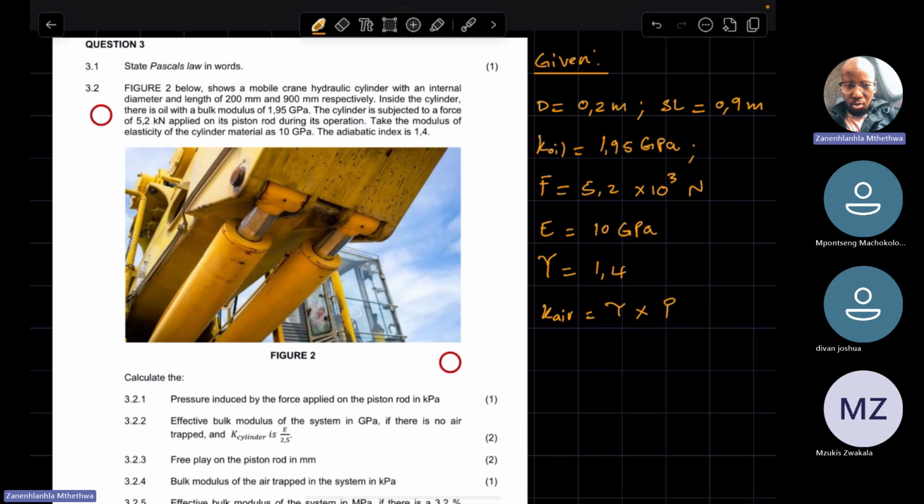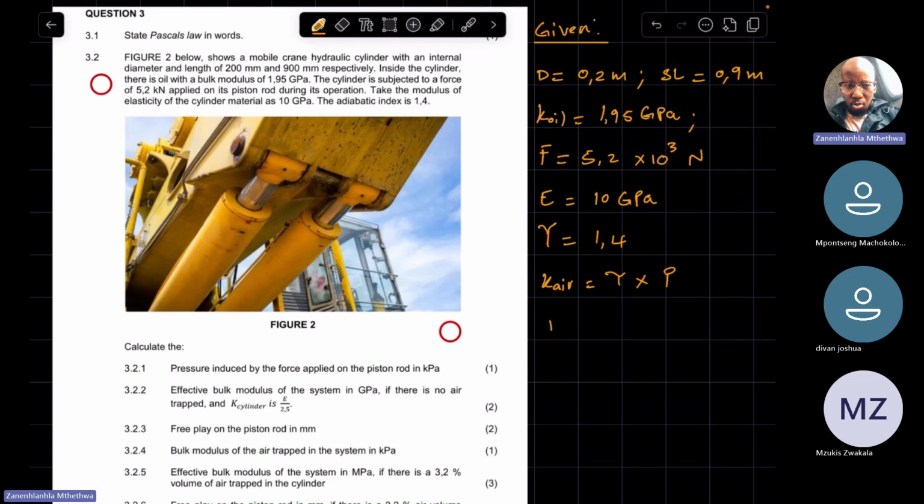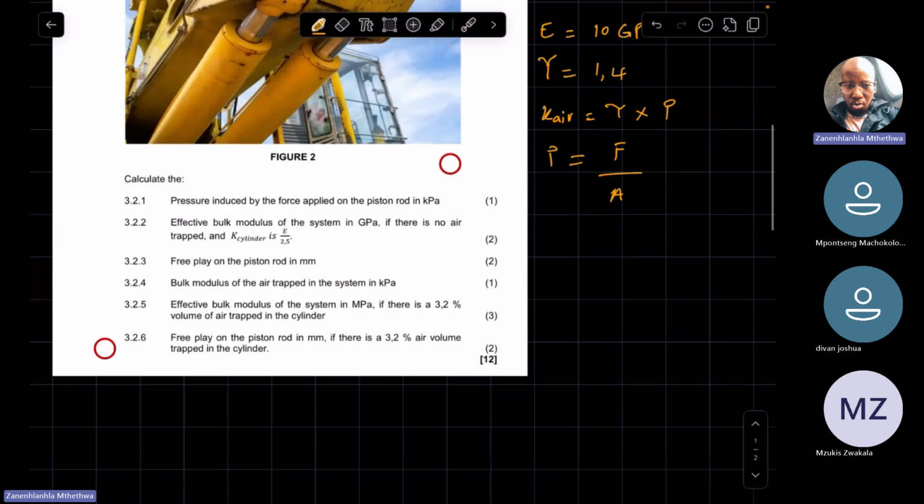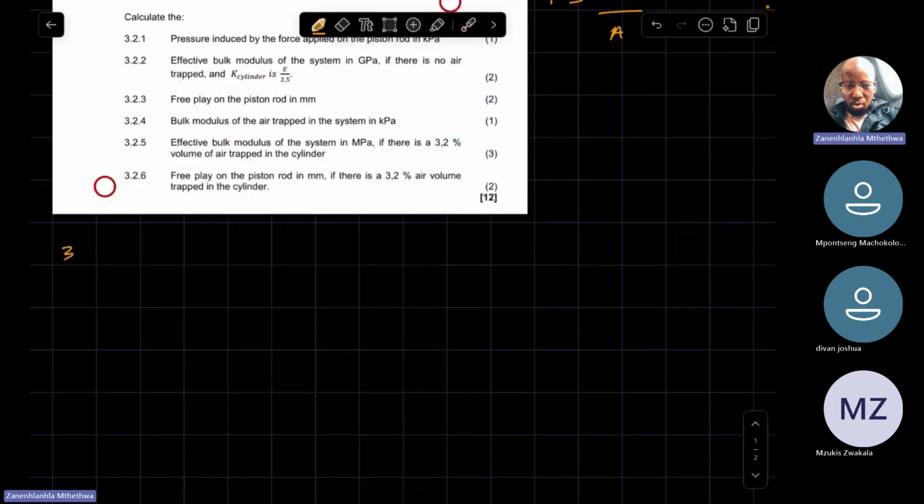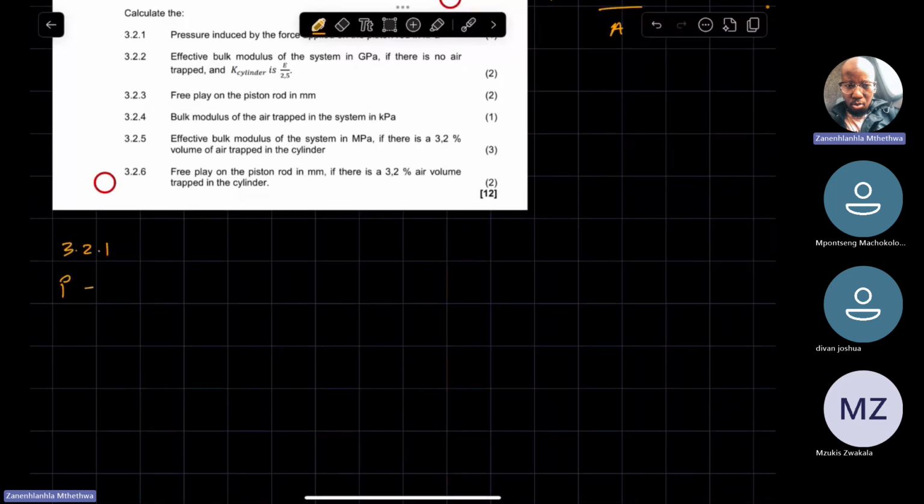So to calculate the pressure, we know that pressure is synonymous with stress, and stress is equal to force over the area, right? So we have this force, and we have essentially the area, because we have the diameter of the cylinder. That is why this is just 1 mark, because it's pretty straightforward. So 3.2.1, you calculate the pressure.